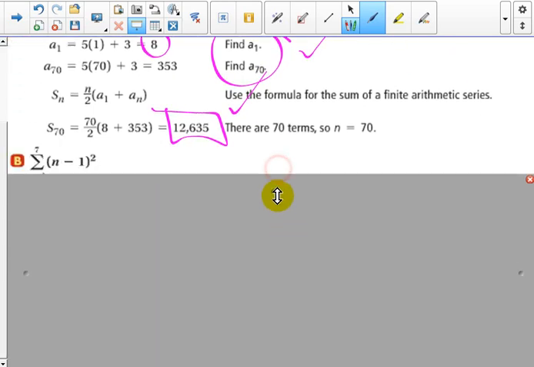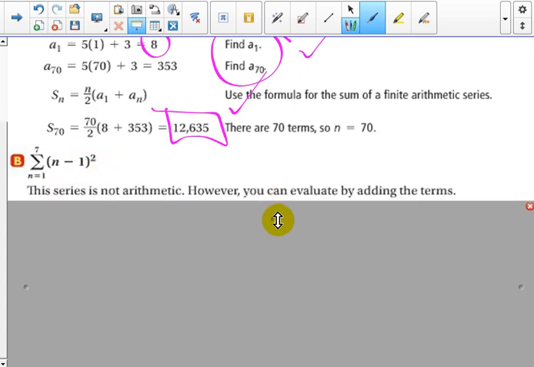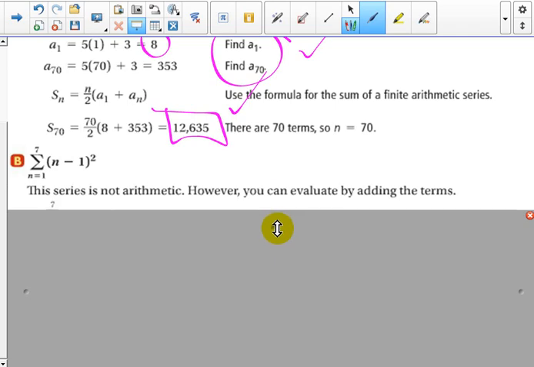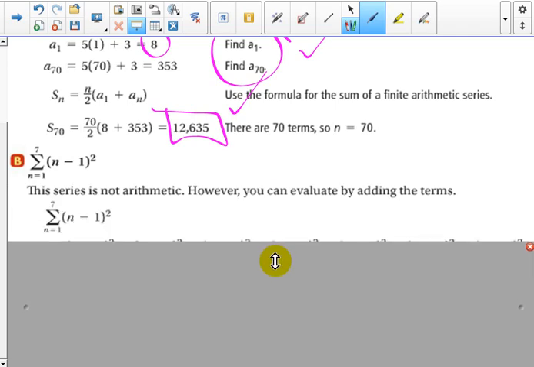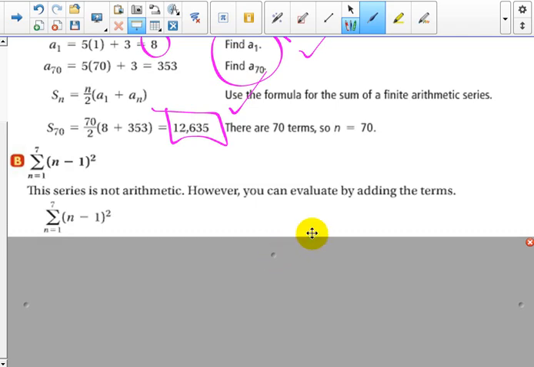Now let's look at the second problem. Let's do the summation from n equals 1 to 7, so there's 7 terms, and it's going to be n minus 1 squared. When you look at this, it's not arithmetic. However, you can evaluate it just by adding up your terms. We know we have 7 terms, so this is going to be easy enough. For the first term, n is equal to 1, so 1 minus 1 squared. So our first term is 0.